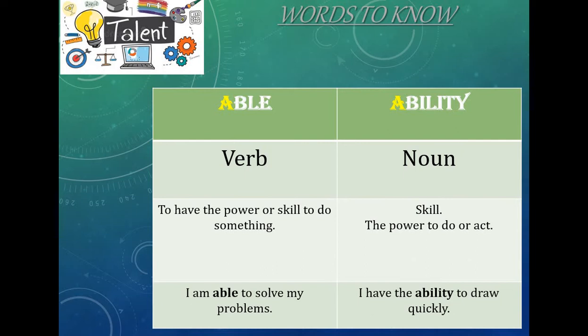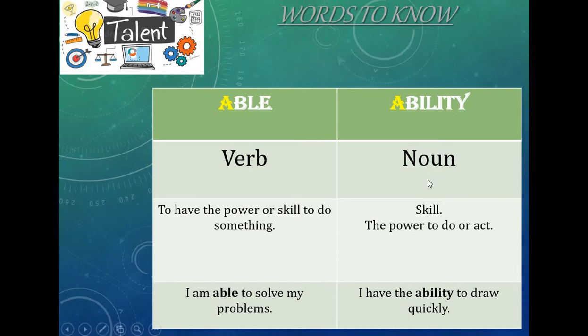Able and ability. Different pronunciation. Able, A. Ability, A. Different spelling and different part of speech. Able is a verb. Able means to have the power or the skill. Okay? I am able. I am not describing. I am talking about an action that I can do. I am able. I have the power or the skill.